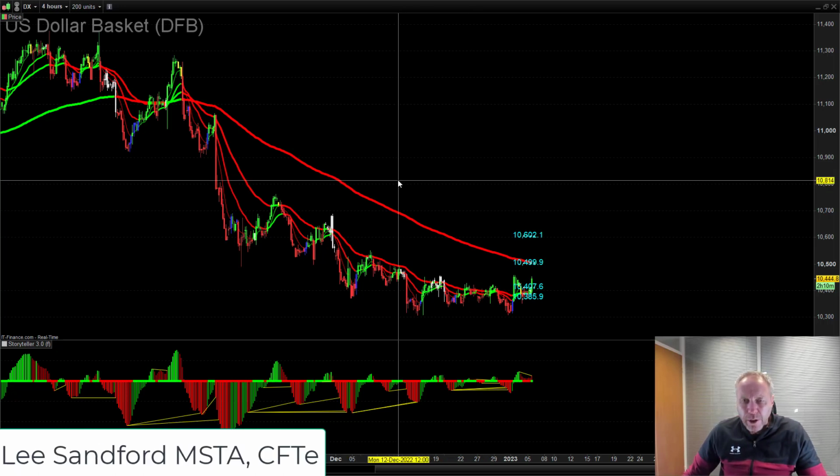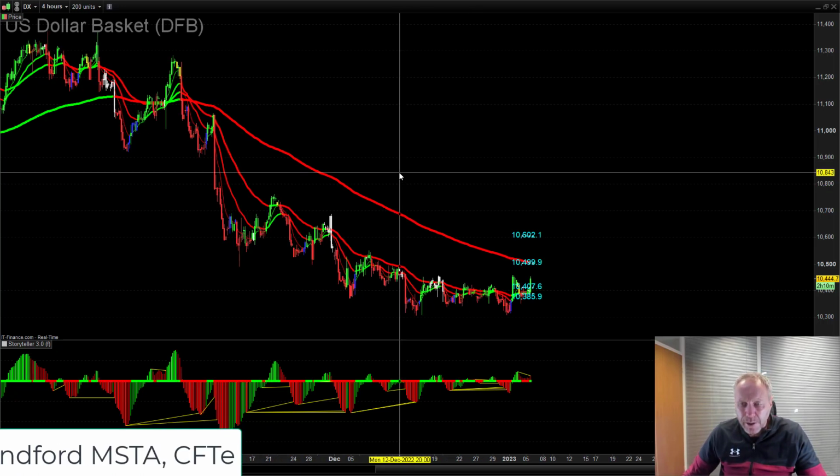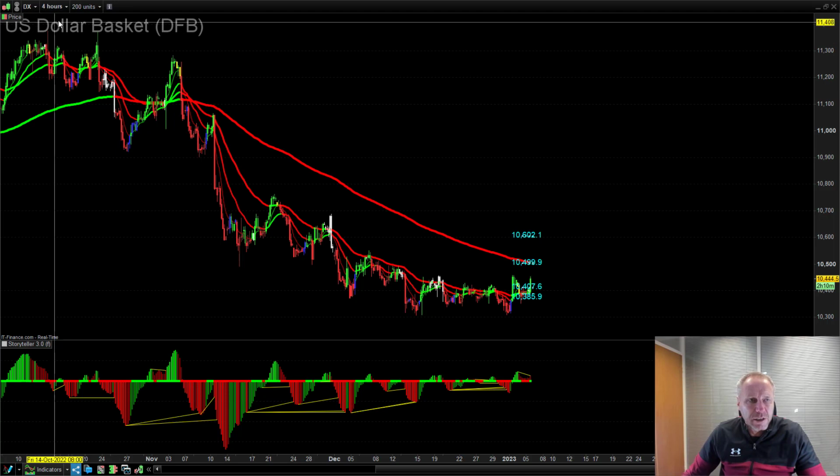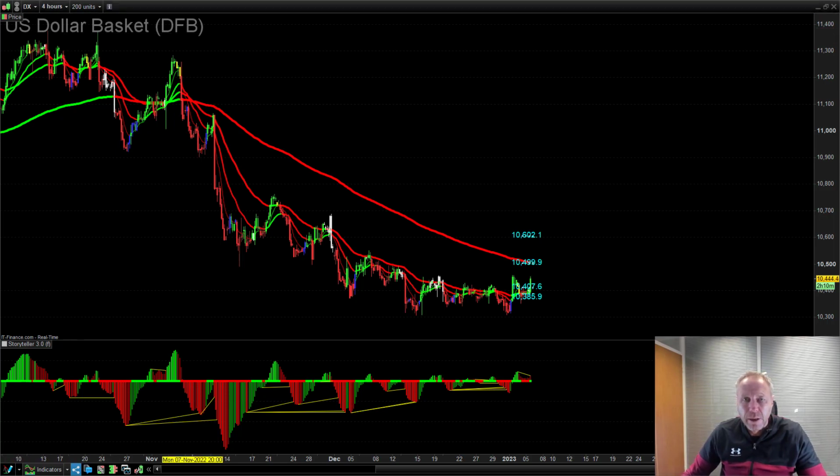So I've been looking for this trade setup to play out for a couple of days now. This is the US dollar basket on the 4-hour time frame. 4-hour time frames are a really good time frame for busy people that want to trade intraday but are working or have other priorities. On a 4-hour time frame, you can get some good trades.